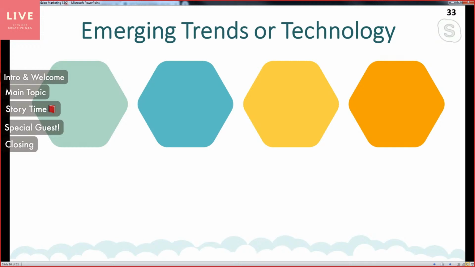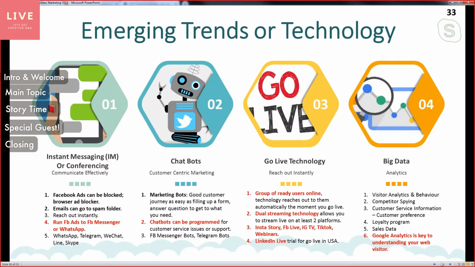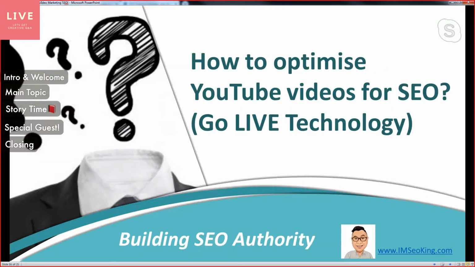Okay, so we're back. Now we're almost finishing. We look at the emerging trends. As you can see, there are a lot of emerging trends and technology that we can use: instant messaging, chatbots, go live technology, and big data. So after you do all this, you must be able to measure your data in terms of some form of analytics, right? Why am I covering this? Because go live technology is one of the things that we want to zoom in on now.